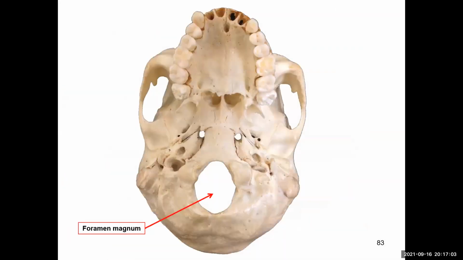All right, and then on this model, you can see the whole inferior view of the skull, and then you can see the foramen magnum. And this is another nice view to show you, just kind of off the top of my head. Here's the zygomatic arch right here. Okay, that whole structure there.